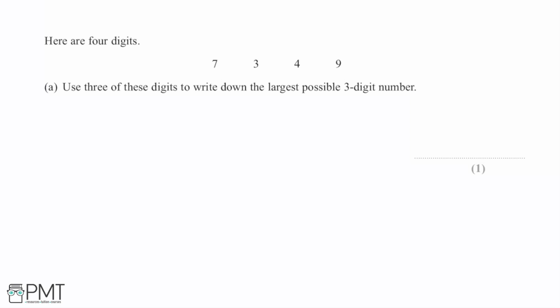So here I'm told that we have 4 digits. So we have 7, 3, 4 and 9. And I'm asked to use 3 of these digits to write down the largest possible 3-digit number.